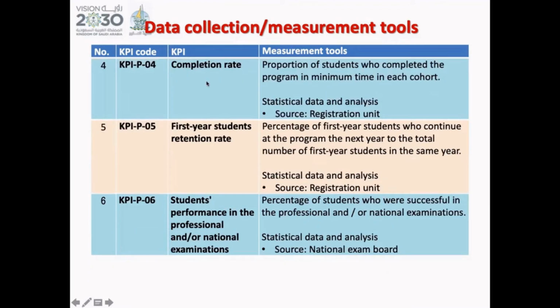For KPI number 4, about the completion rate, this is from the time a student registers in the first semester until they graduate in minimum time. So it is the proportion of students who complete the program in minimum time. For example, in our case, exactly 4 years from registration until they graduate. We take this data from the registration unit, which has the statistical data. But the problem is that the data we get from the registration unit is very difficult to analyze because it is not really what we need. So this is still a problem.